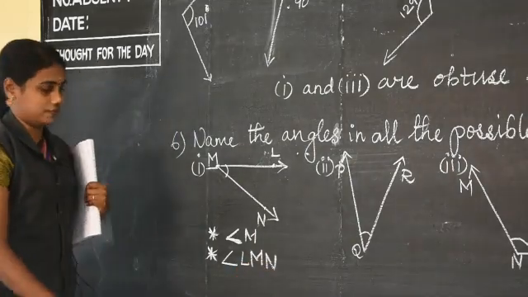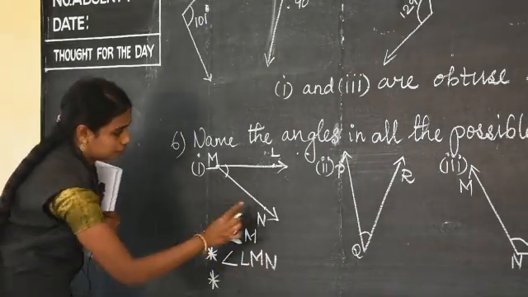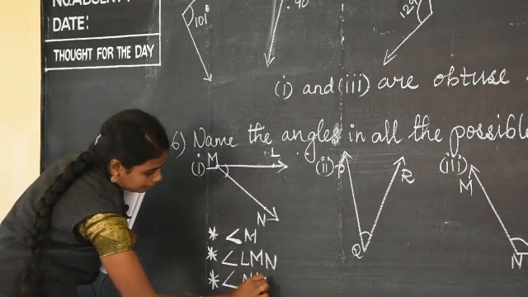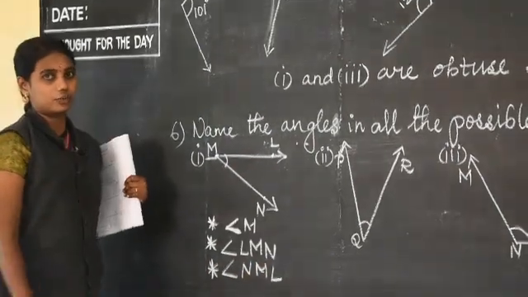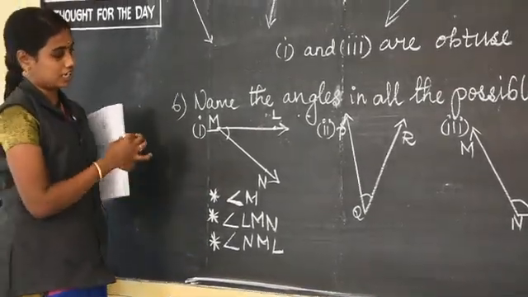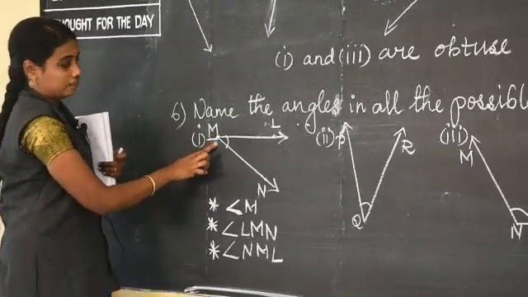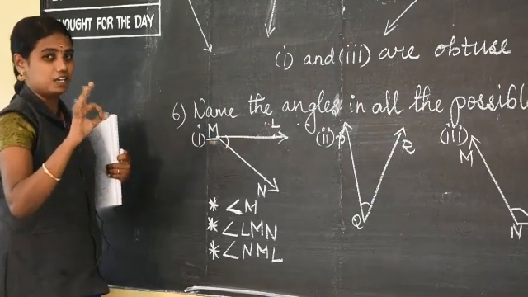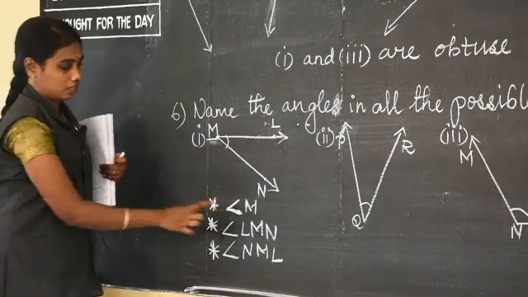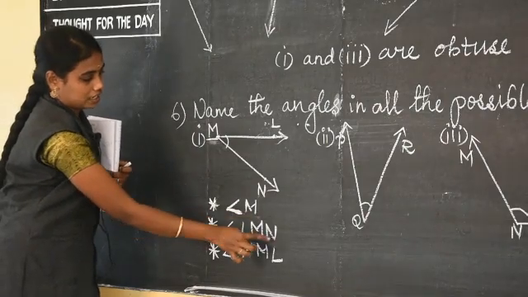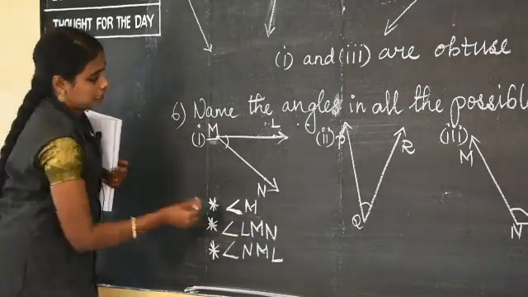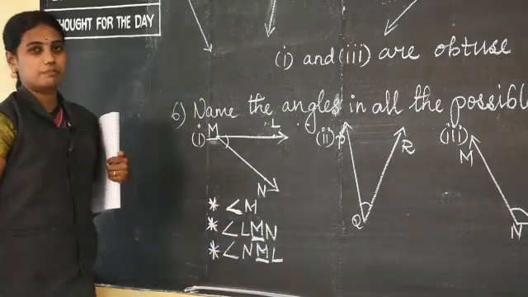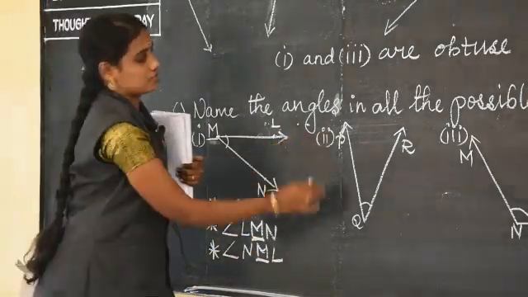This is one of the ways. The other way I said to you is angle N, M, L. Totally how many ways do we have? 3 ways. Once again, angle M, where the angle is formed, that letter. 1 letter and 3 letter ways. We don't have a 2 letter way. When you write it as 3 letters, the letter where the angle is formed should be the middle one. Clear?